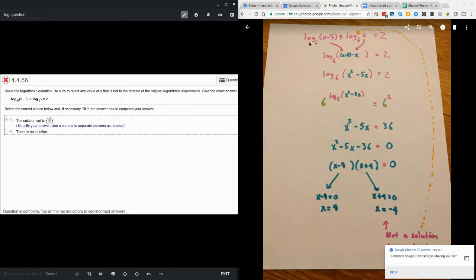I start at the top. Log base 6 of x minus 5 plus log base 6 of x is equal to 2. Now, the property of logs I'm talking about is that if you have two logs of the same base and you're adding them together, that means that you can multiply the things that are being logged together under a single log. So this really is just equal to log base 6, right? And then you have x minus 5 and x being multiplied together inside of a single log base 6.